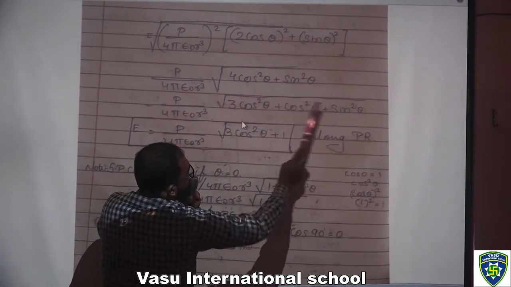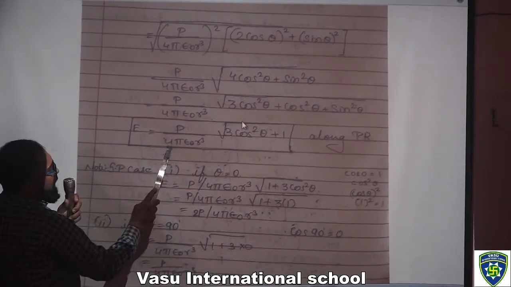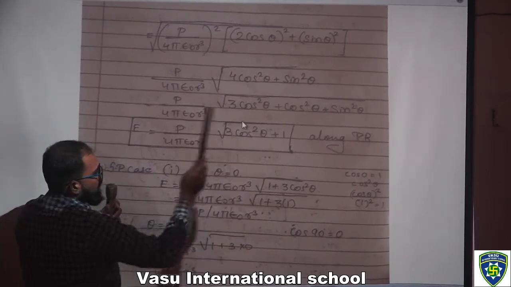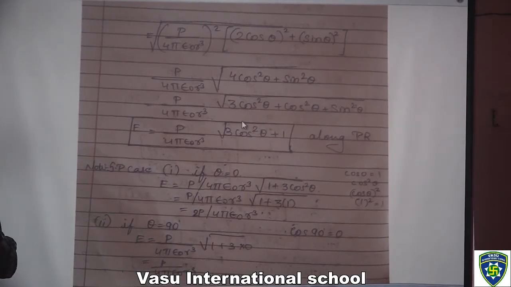Cos square theta plus sin square theta is equal to 1. So that will be equal to p upon 4 pi epsilon 0 r cube times the square root of 1 plus 3 cos square theta, along the PR direction.